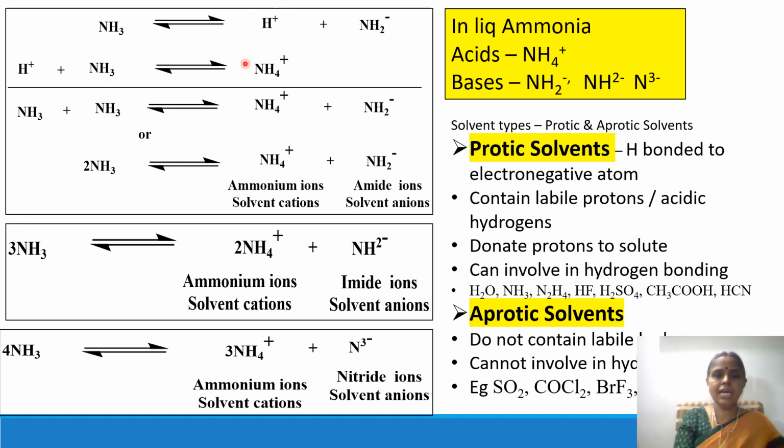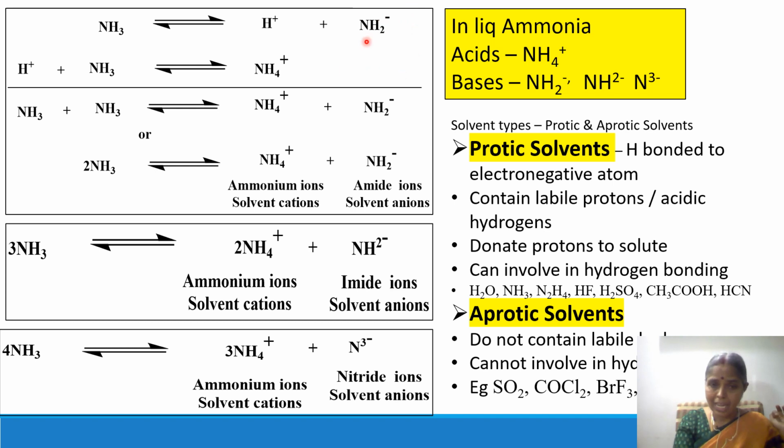So, the two cations are H plus and NH4 plus. So, those substances that when they are kept in ammonia, if they produce either H plus or NH4 plus or both, they are acids. Those that produce NH2 minus are all bases. So, according to the autoionization theory, solvent ionization theory, substances when they are kept in ammonia, if they produce H plus or NH4 plus, they are acids.